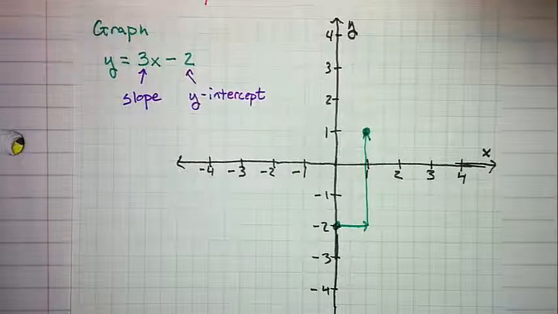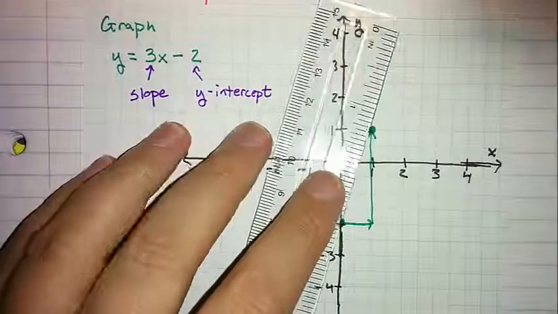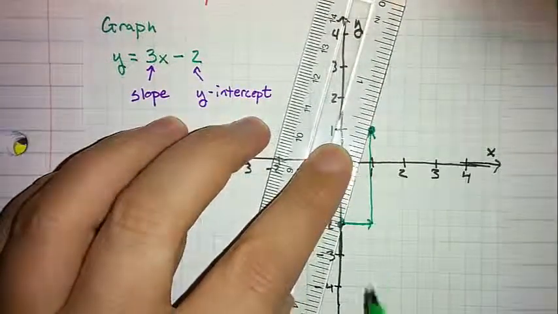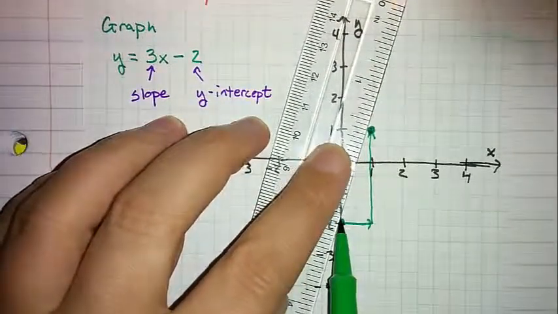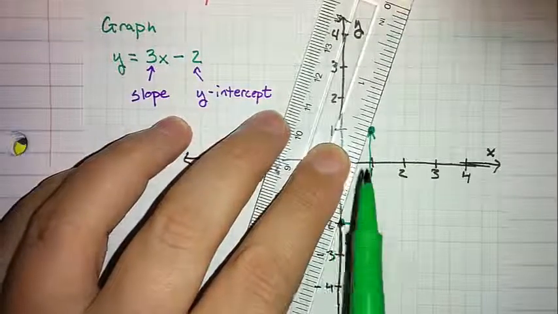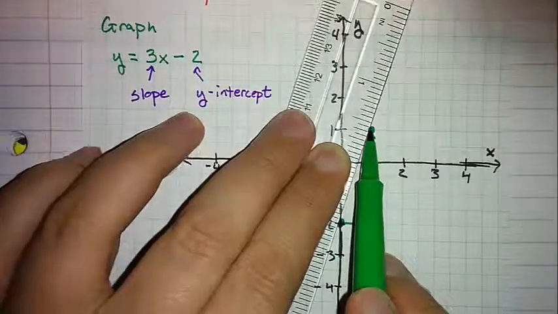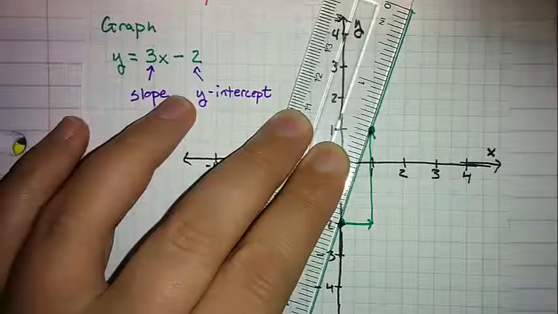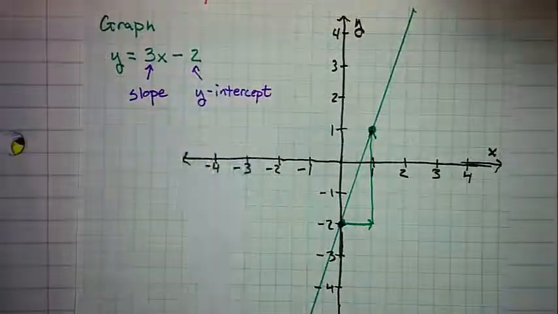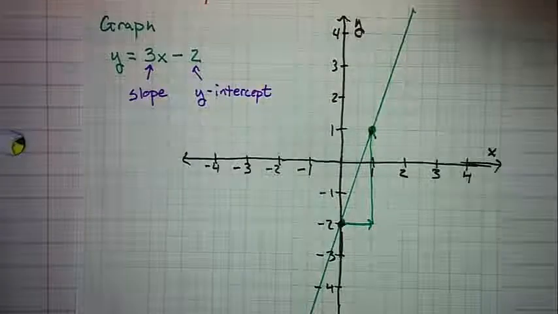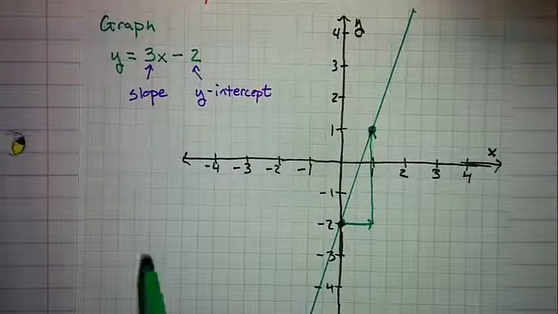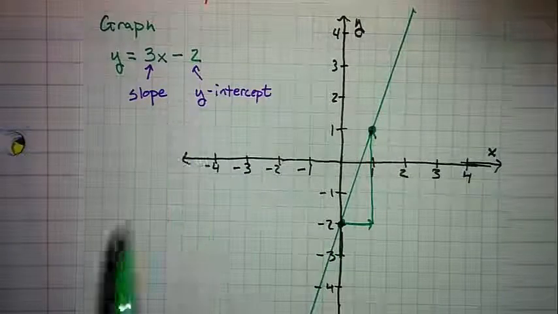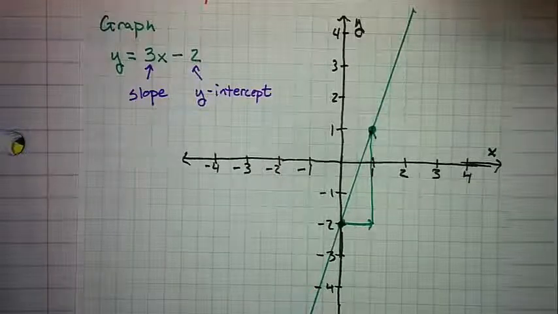Now we just take a ruler, and we do use a ruler when we're drawing lines, and we put our pencil against this point, put our pencil against this point, make sure it's lined up, draw the line. And that's all there is to it. This is the line y equals 3x minus 2.